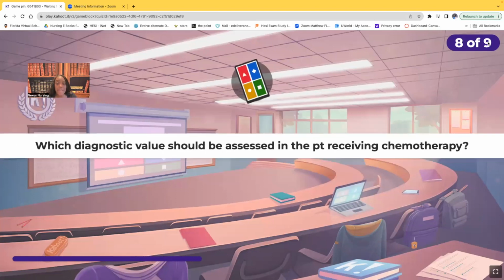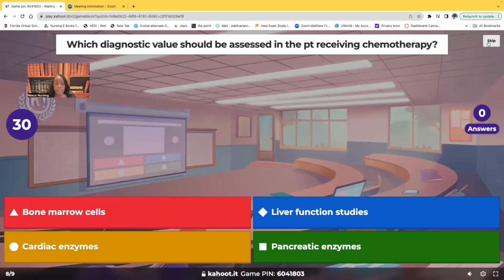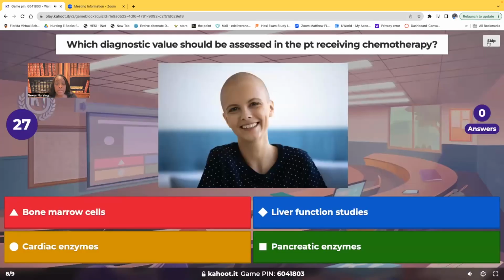Which diagnostic value should be assessed in the patient receiving chemotherapy? Is it bone marrow cells, liver function studies, cardiac enzymes, or pancreatic enzymes?